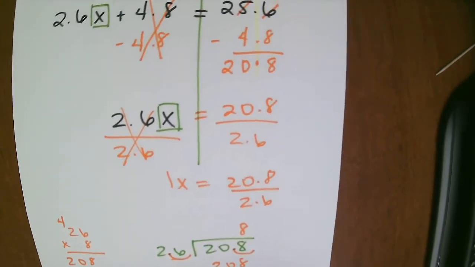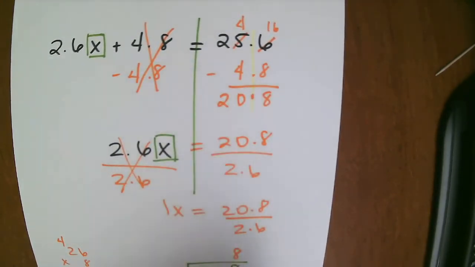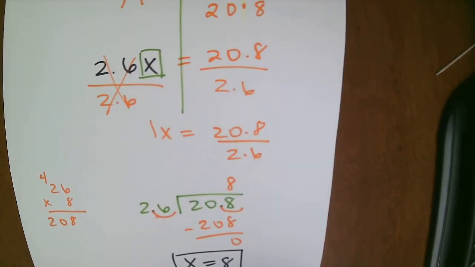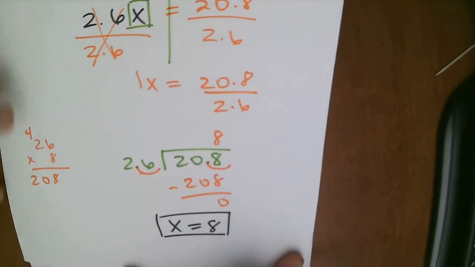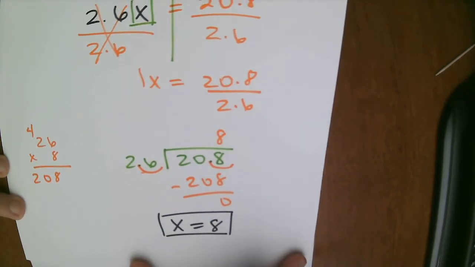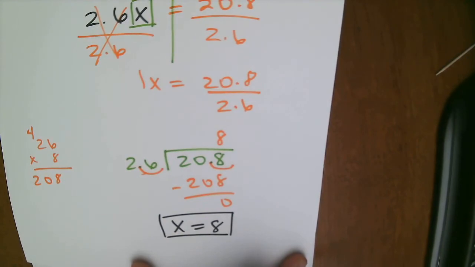Okay, so we did some addition, we did some subtraction here, we did some division, right? And we got our answer, which was x equals 8. So we kind of combined all things. So hopefully that made sense to you guys. We're going to do more practice with this in class.